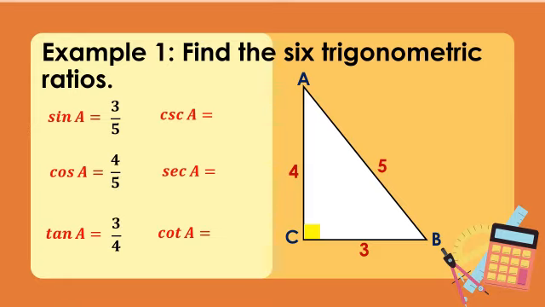Next, cosecant A. Since cosecant A is the reciprocal of sine A, cosecant A is hypotenuse over opposite side. So we will have here 5 over 3. Next is secant A. Secant A is hypotenuse over adjacent. The hypotenuse is 5 and the adjacent side is 4. So secant A is equal to 5 over 4. And cotangent A is the reciprocal of tangent A. So we will have here 4 over 3, since cotangent theta is equal to adjacent side over opposite side.